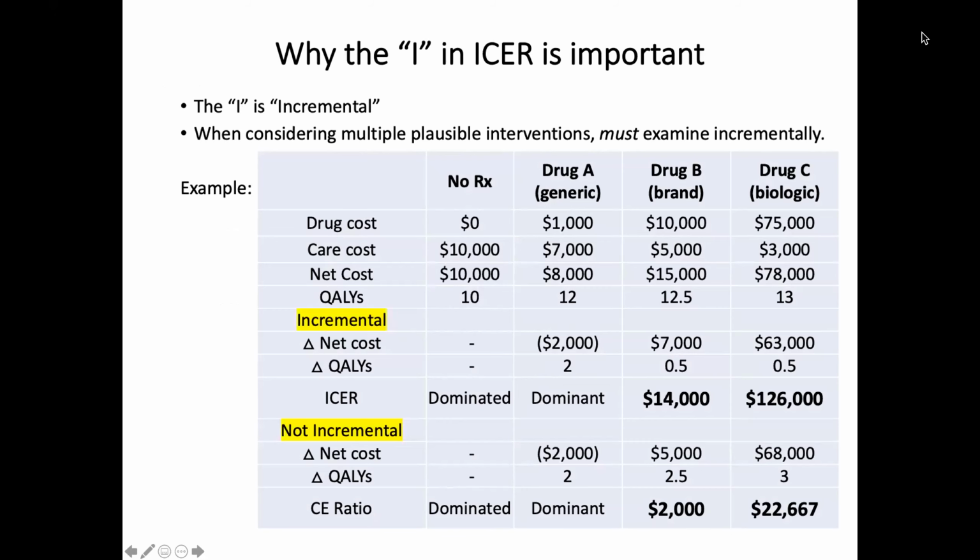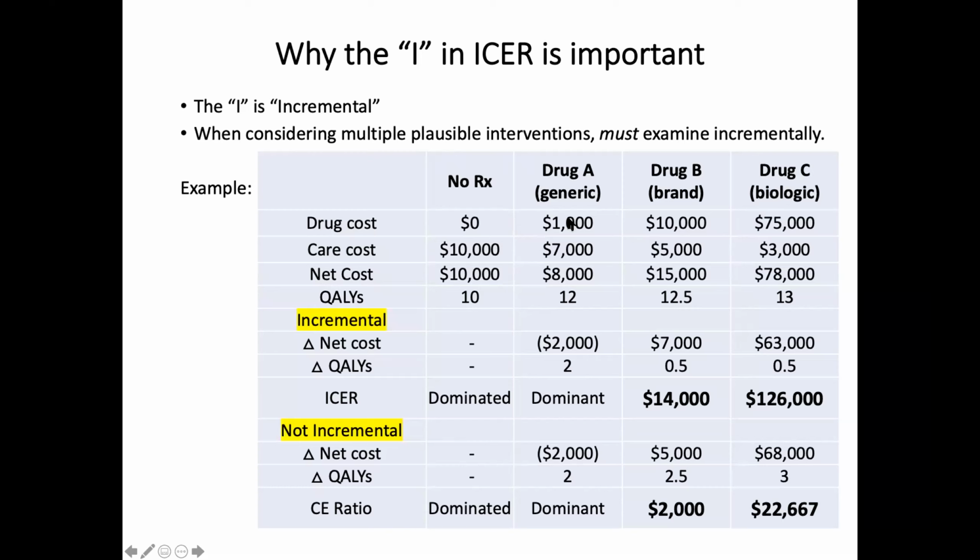And let me talk for a minute about why the I in ICER is so important. The I is incremental. So what this means is you need to look at the various options that are available in order and not compare each option to the reference case. Like in this case, no treatment. Then drug A is a generic drug treatment. Drug B is a brand name, and drug C is a biological.